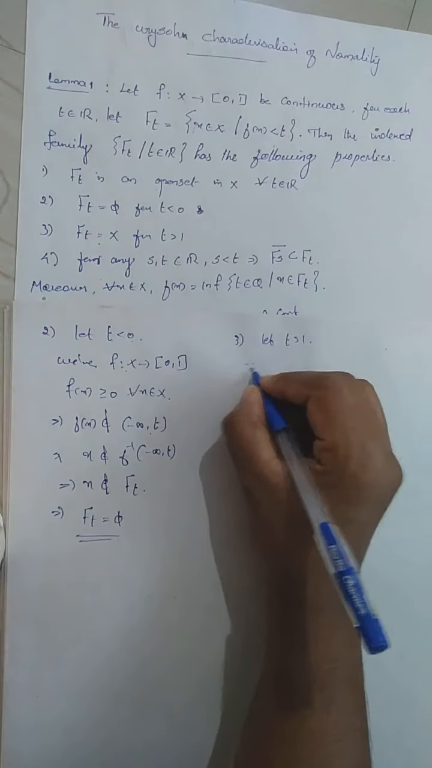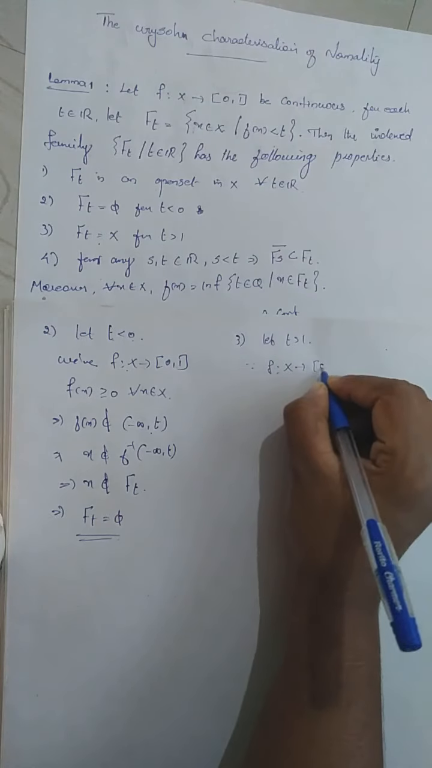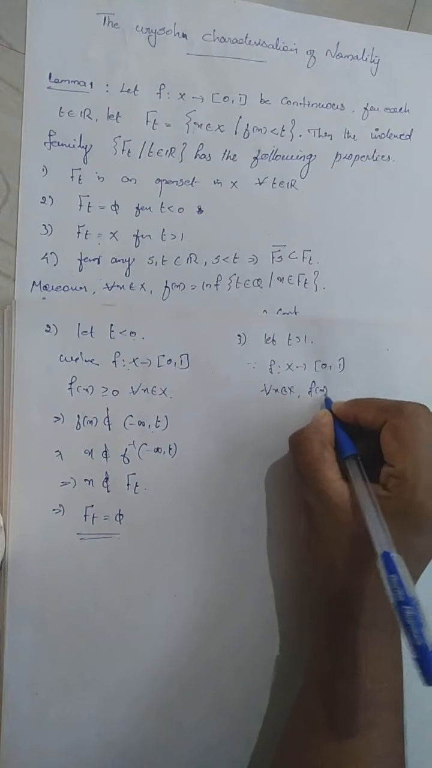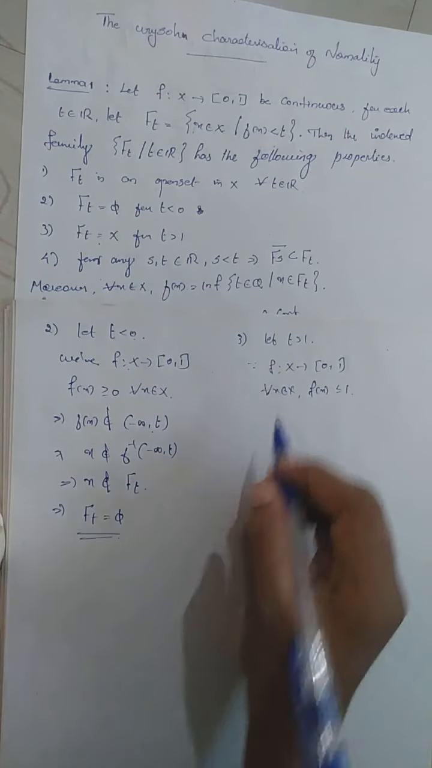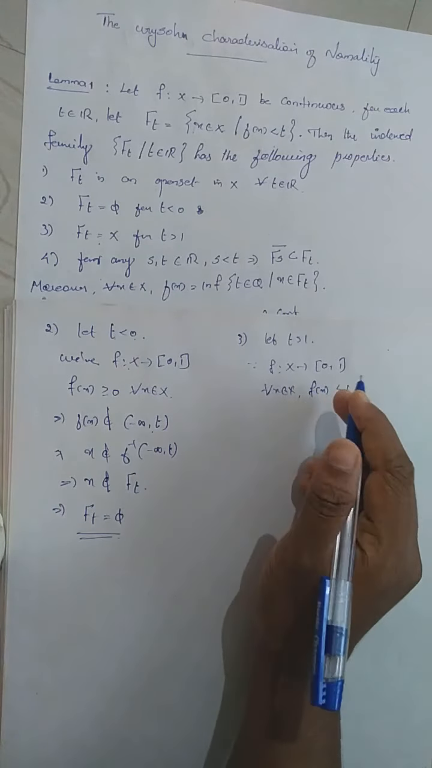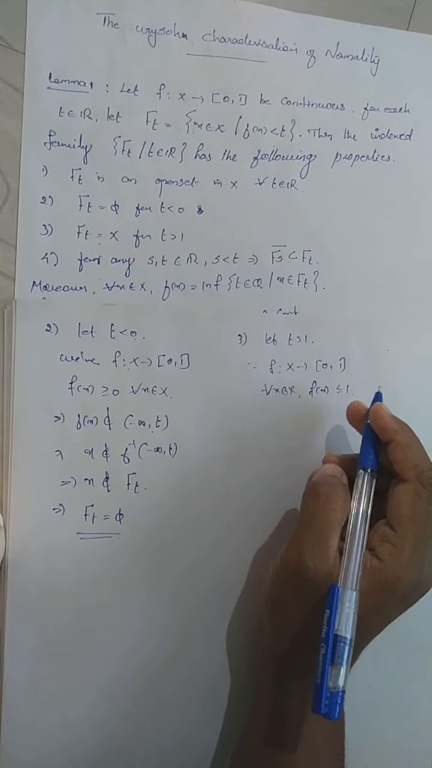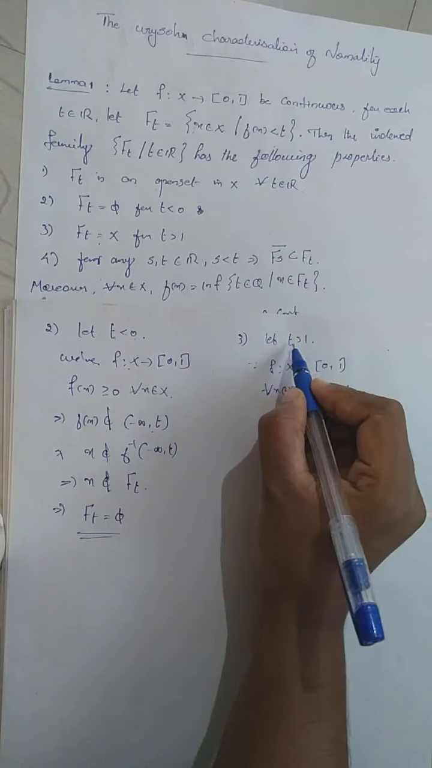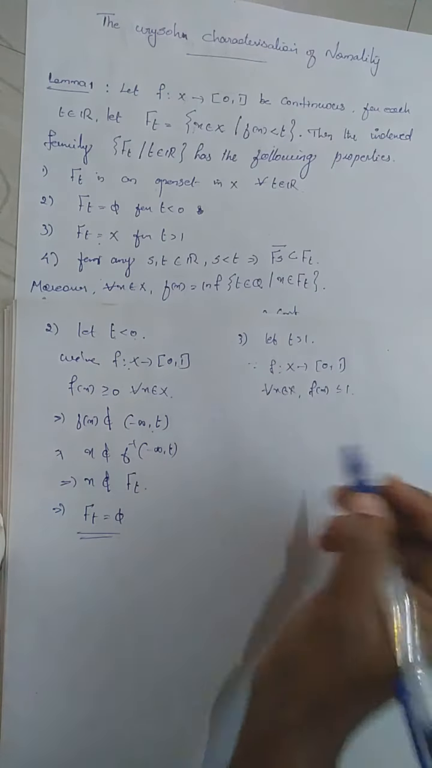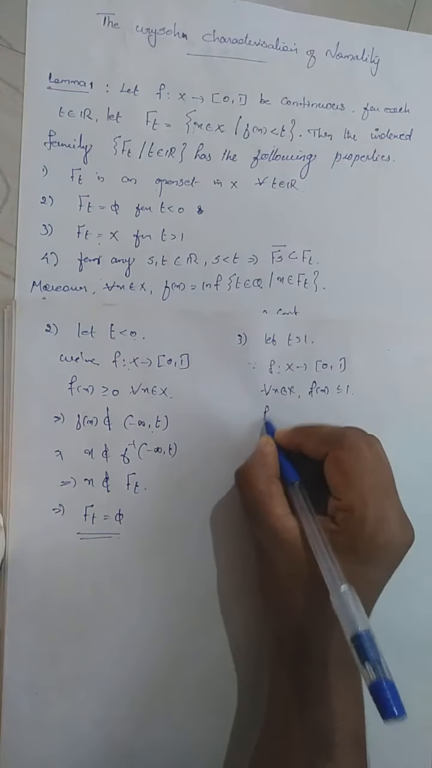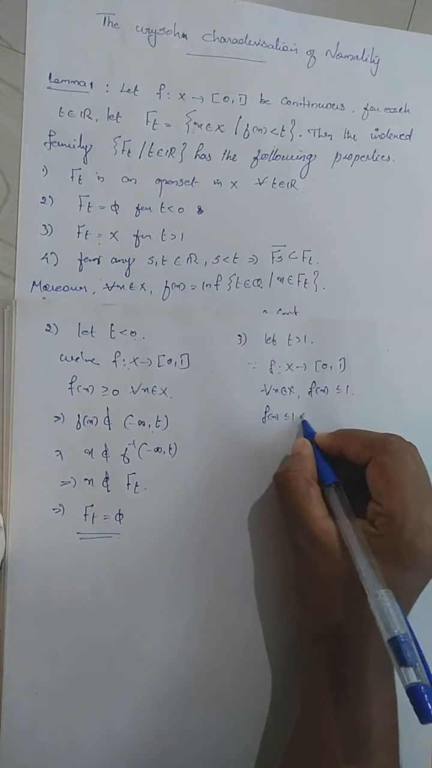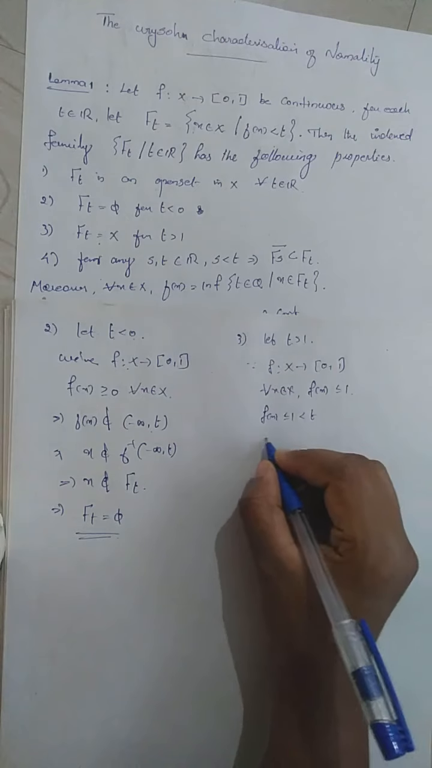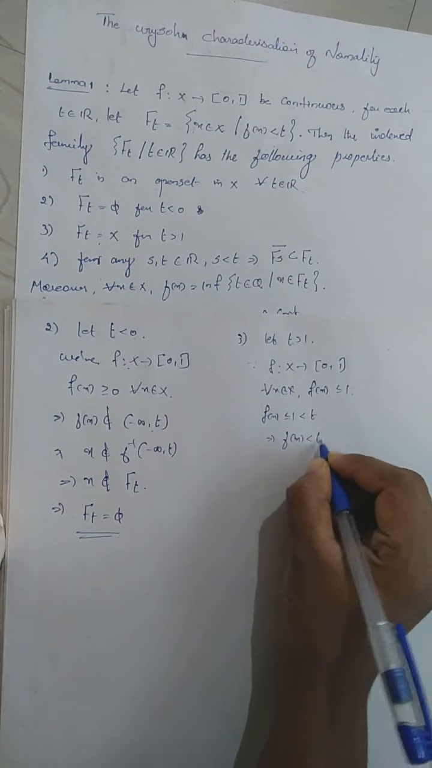Now again, since f is a function from X to the closed interval [0, 1], for every x in X, I can write f of x will be less than or equal to 1. Then we chose that t is greater than 1, right? So I can write f of x less than or equal to 1, and 1 is less than t because t is greater than 1, which implies f of x is less than t.